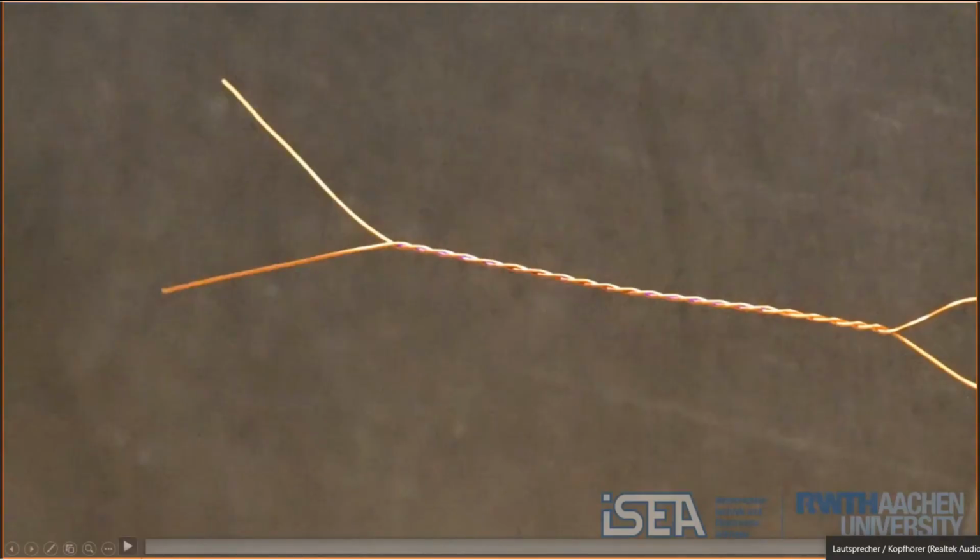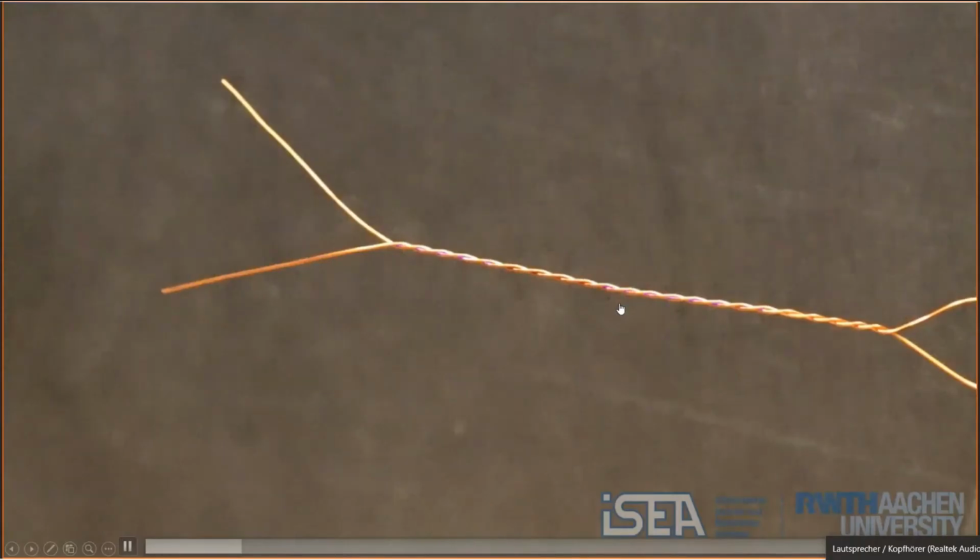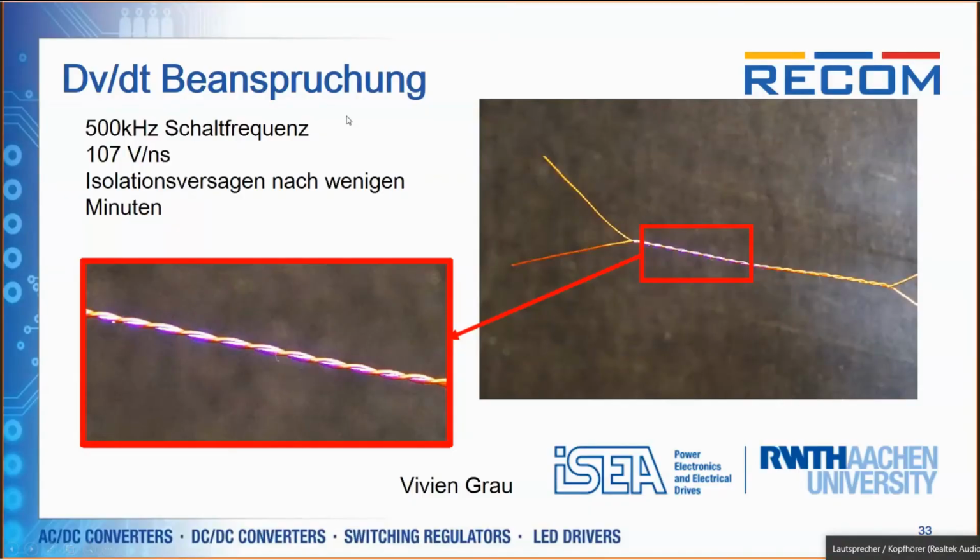I hope you can see this video. This is in real time. Maybe you see here already the corona. So let's put it to the next slide. This was done with a switching frequency of 500 kilohertz, 107 volt per nanosecond, and the insulation was damaged after only a few minutes. We have to say this was only 400 volt, and it survived the standardized bipolar test with 5 kV AC.